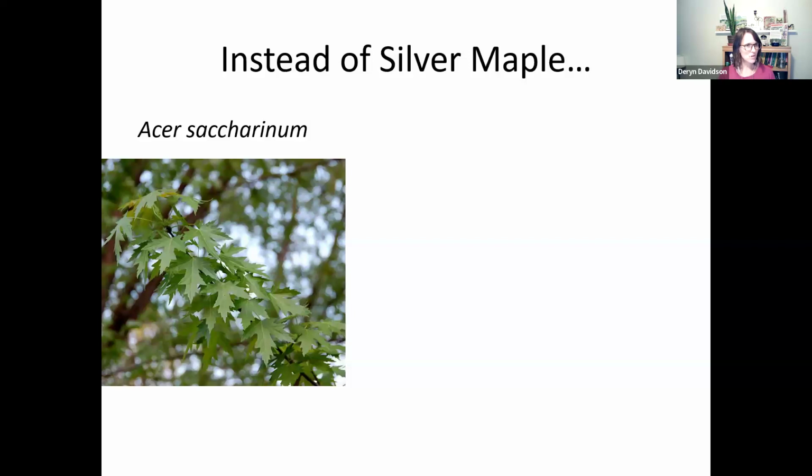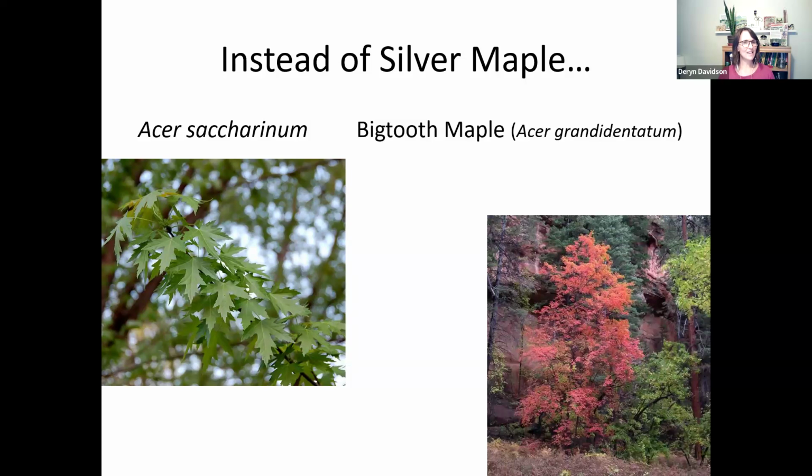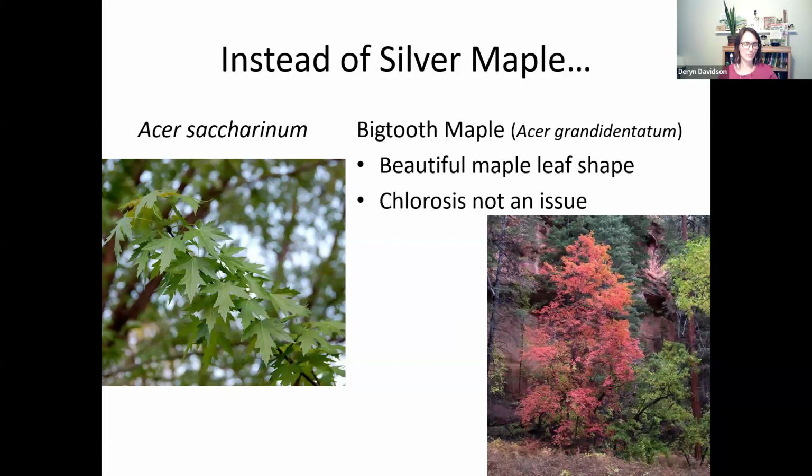Instead of silver maple, we have lots of silver maples around here, we have a great native maple. This is bigtooth maple. It has that same lovely maple leaf shape. Chlorosis is not going to be an issue. People love to plant maples because they get the great fall color, and rightly so. I understand that, but maples almost always have issues with chlorosis. If you don't know what that is, it's where the leaves turn yellow and start to look kind of sickly. It's because they can't access the iron in the soil.